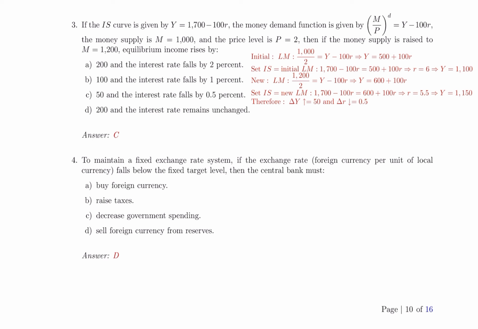Step 3. New LM after money supply increases. After plugging in the new value of M equals 1200 and solving for Y, we get Y equals 600 plus 100R. Step 4. Set IS equals new LM. Solving for R, we get R equals 5.5. Then using this value of R, we find Y equals 1150. Therefore, delta Y rises by 50 and delta R falls by 0.5. The answer is C. Equilibrium income rises by 50 and the interest rate falls by 0.5%.